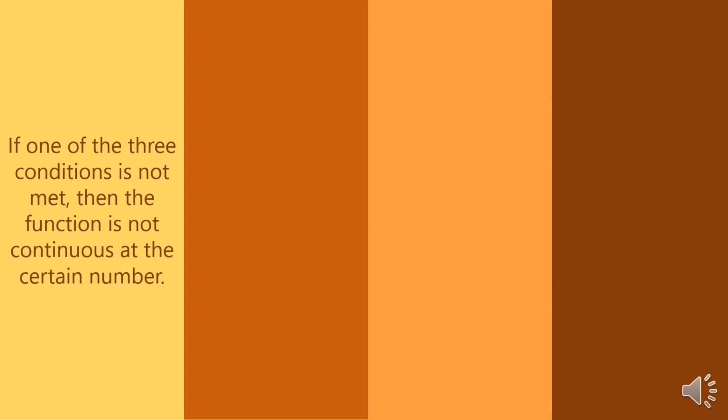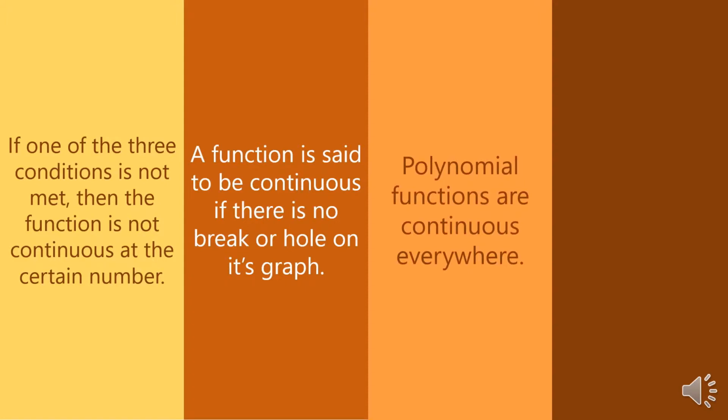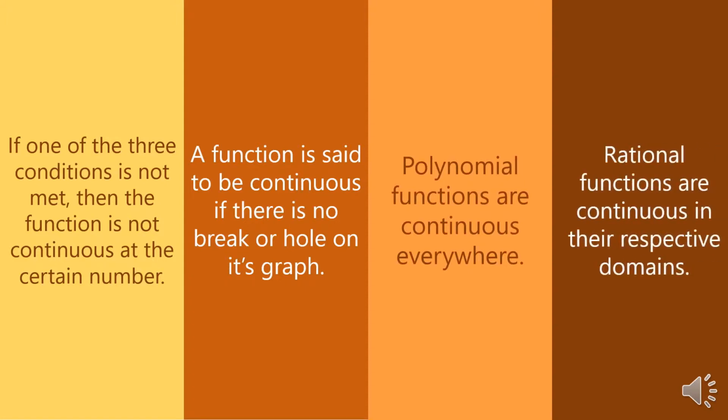Here are 4 points to be remembered when finding if a function is continuous at a number. If one of the 3 conditions is not met, then the function is not continuous at the certain number. A function is said to be continuous if there is no break or hole on its graph. Polynomial functions are continuous everywhere. Rational functions are continuous in their respective domains.